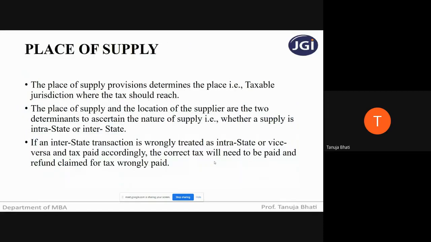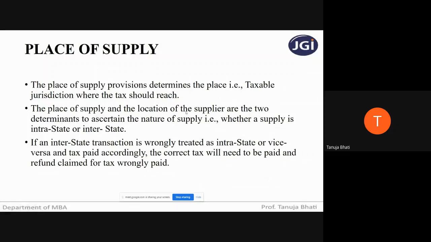Now next, let us go to place of supply. Now what do you mean by place of supply? Place of supply provisions determine the place, that is the taxable jurisdiction where the tax should reach. Place of supply means that particular place or territory or jurisdiction where the tax goes to that particular state government. So it is very important for us to understand the place of supply, reason being, we come to know which state government receives the tax.